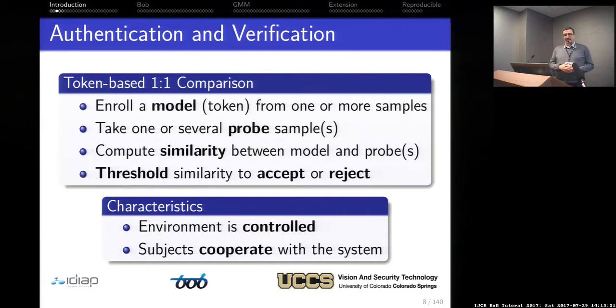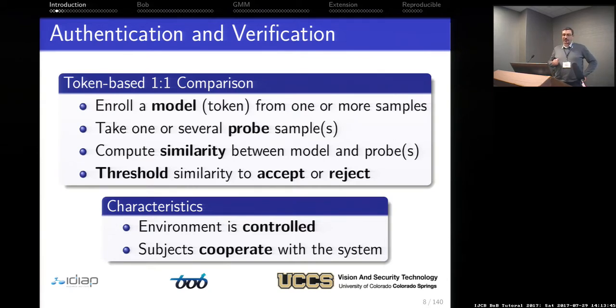Then you take one or several probe samples and try to compute the similarity between the model that you have stored and the probe. And finally, you have to threshold this similarity in order to either accept it when the score is above threshold, or reject it, so that it's not the same person, when it's below threshold.